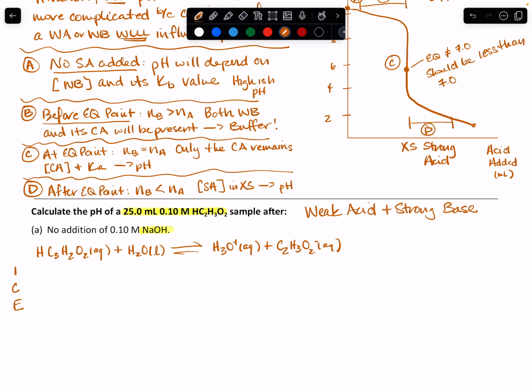Okay, so we set up our ice chart. All right, our initial amount of acetic acid, we have a concentration of 0.10 molar. All right, water is going to be in excess. All right, we won't have any hydronium or acetate. All right, the change is going to be minus x, plus x, plus x. So we'll have 0.10 minus x, x, and x at equilibrium.